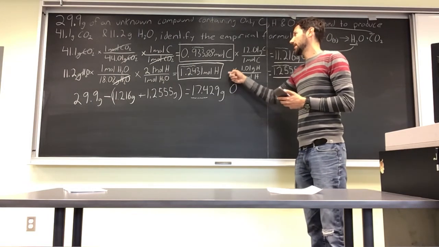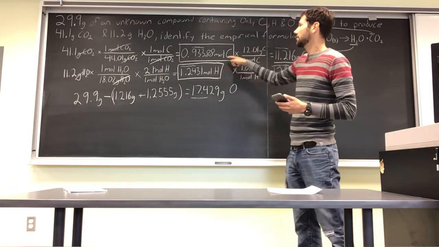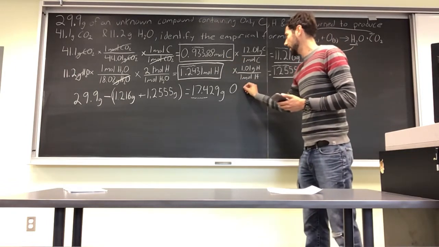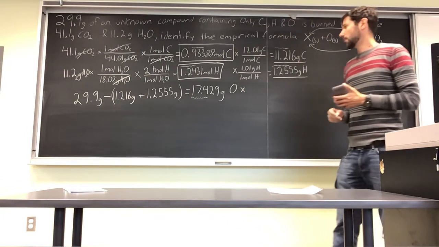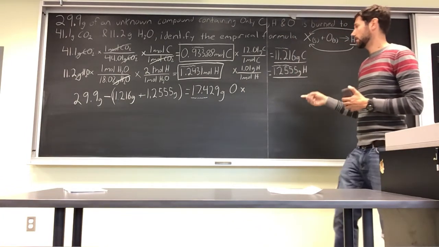So we know exactly how many grams of oxygen there are, but now to figure out the ratio of oxygen to hydrogen to carbon, we should convert that to moles. So we already have moles of hydrogen, we already have moles of carbon. Let's figure out how many moles of oxygen there are. If you want to pause this and take a second to do this on your own, that's fantastic. If not, follow along with me here.